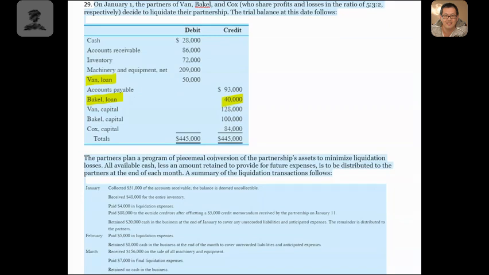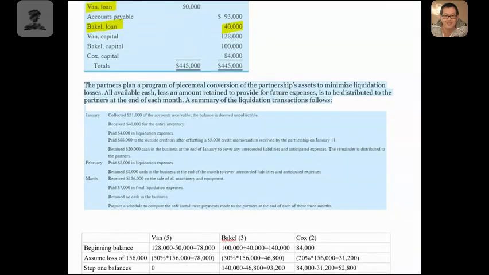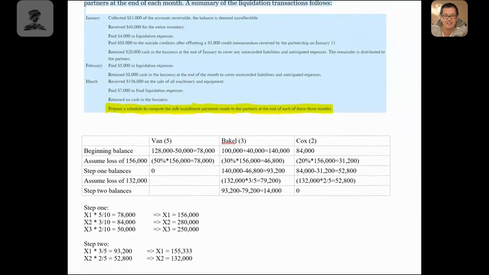All available cash, less an amount retained to provide for future expenses, is to be distributed to the partners at the end of each month. A summary of the liquidation transactions follows. So the question is asking us to prepare a schedule to compute the safe installment payment made to partners at the end of each of the 3 months. To solve this question, let's first prepare the pre-distribution plan. Okay, so here's the plan.